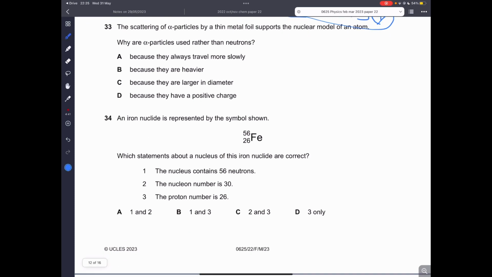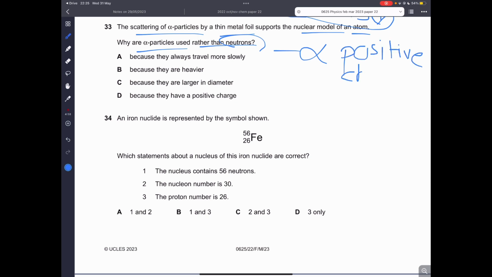33. The scattering of alpha particles by a thin metal foil supports the nuclear model of an atom. Why are alpha particles used instead of neutrons? Well, this is very easy. This is because alpha particles are positively charged. Therefore, D is the correct answer.